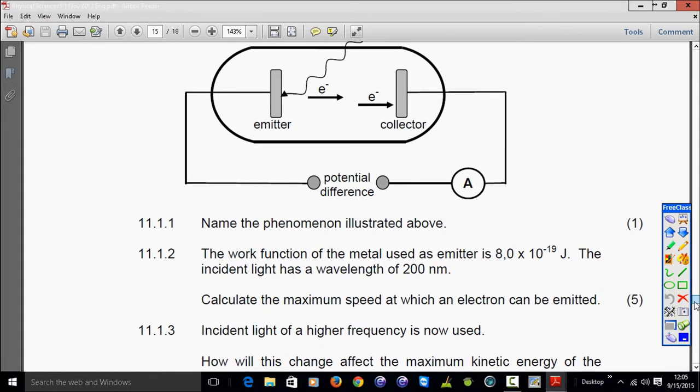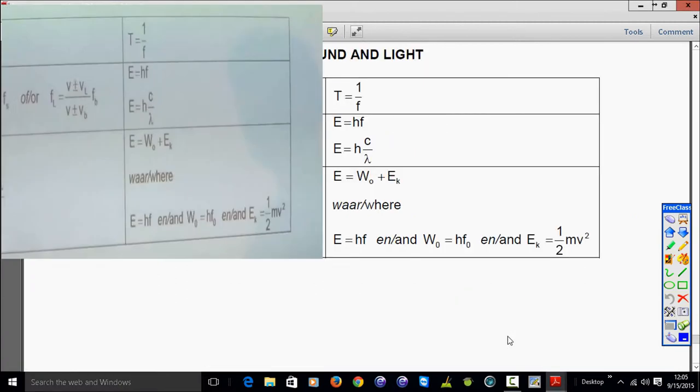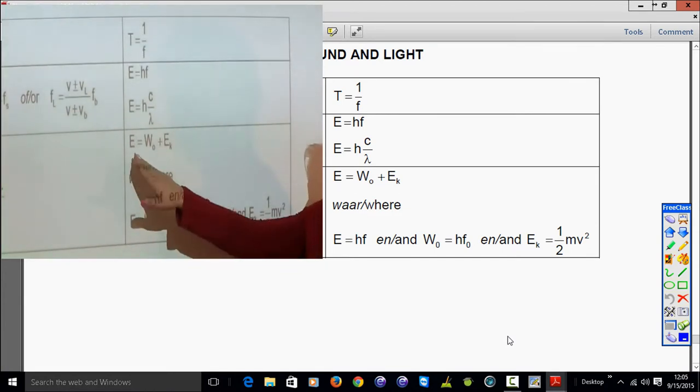Next question. The work function of the metal used as the emitter is 8 times 10 to the power of minus 19 joule, and the incident light has a wavelength of 200 nanometers. Calculate the maximum speed at which an electron can be emitted. So let us quickly go to our information sheet. Here are now the formulas that we'll be looking at.